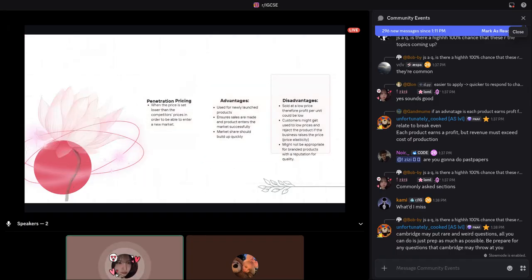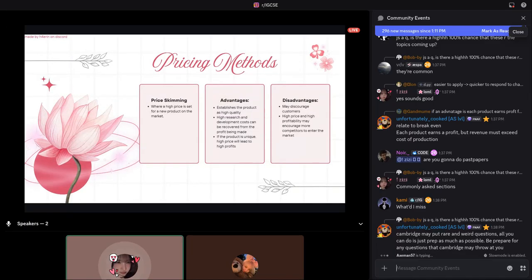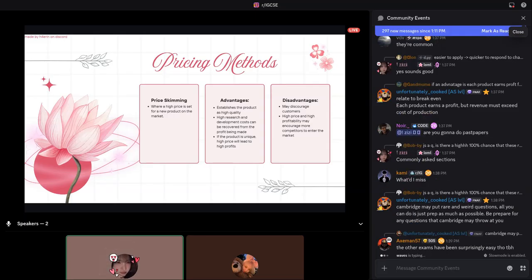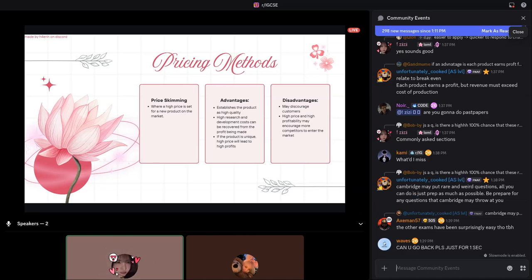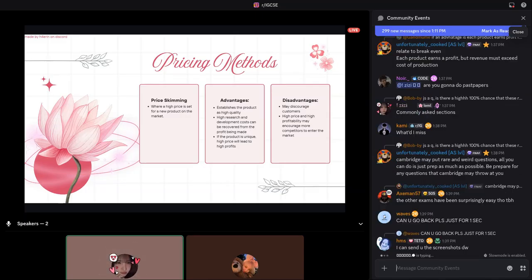Next up, price skimming is when a high price is set for a new product on the market. It helps establish the product as high quality. High research and development costs can be recovered from the profit being made, as the profit margin could be high. And if the product is unique, a high price will lead to high profits. However, this may discourage customers as the price could be way too expensive. And the high price and high profitability may encourage more competitors to enter the market.